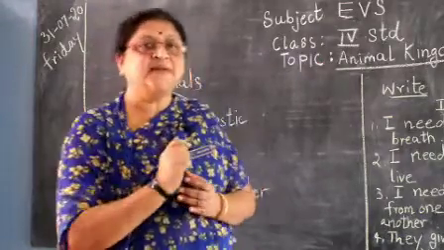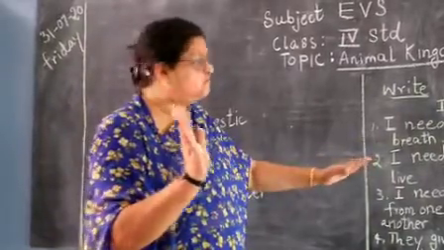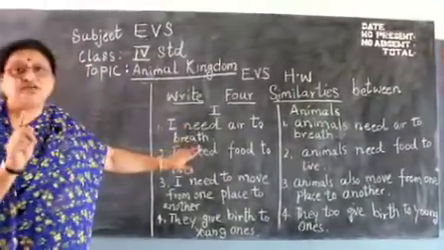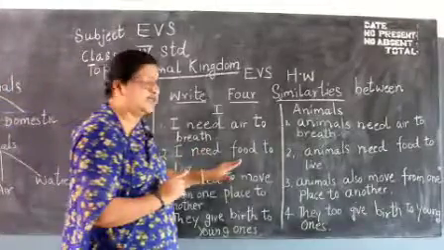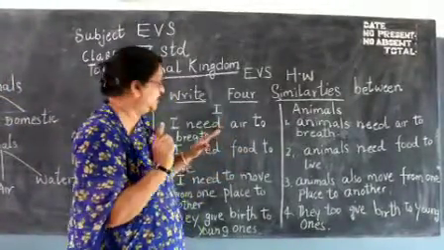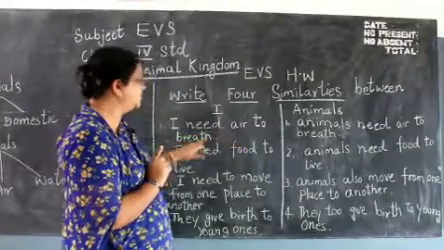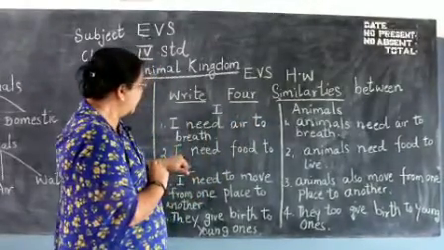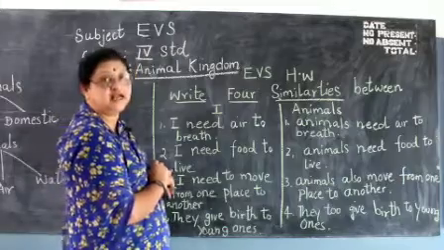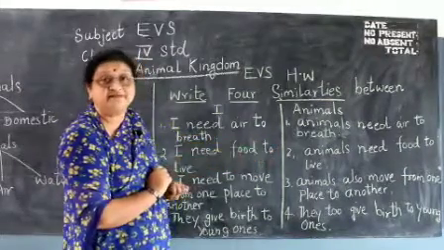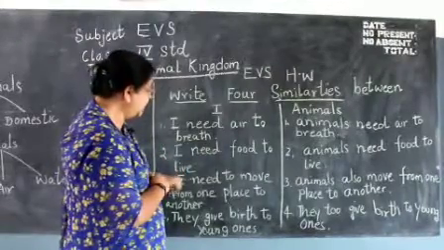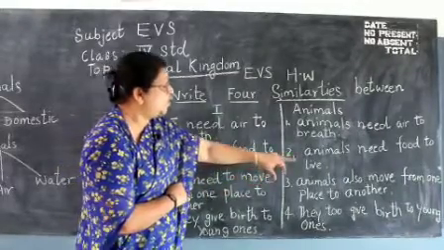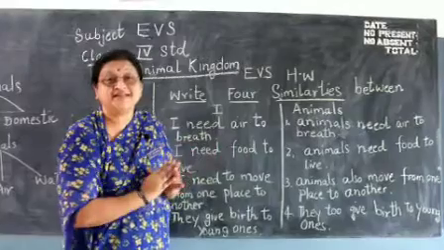Okay? Now what are the similarities? I just asked four similarities, children, that animals need. See, that is what you need and animals also need. First is, I need air to breathe. Animals need air to breathe. I need food to live. Animals need food to live. See, I need to move from one place to another. Animals also move from one place to another.